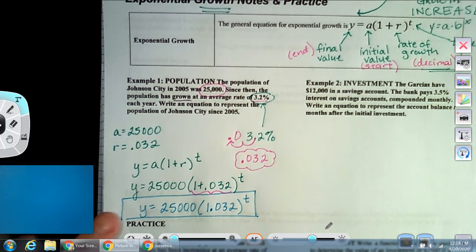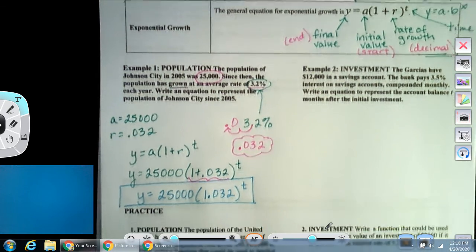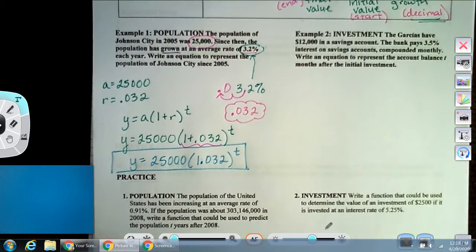And for today, or for this week, all I want you to be able to do is just that. I want you to be able to write the exponential function that goes along with the problem. Another time we may get into actually using it to predict numbers, but today I just want you practicing writing the functions. Okay?